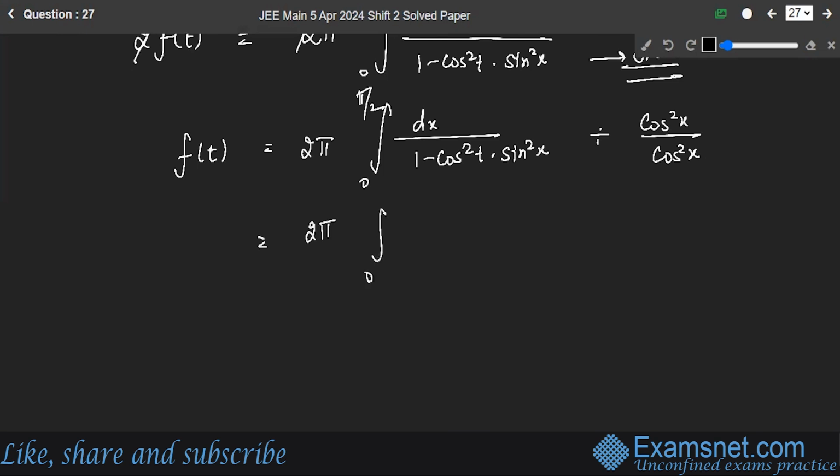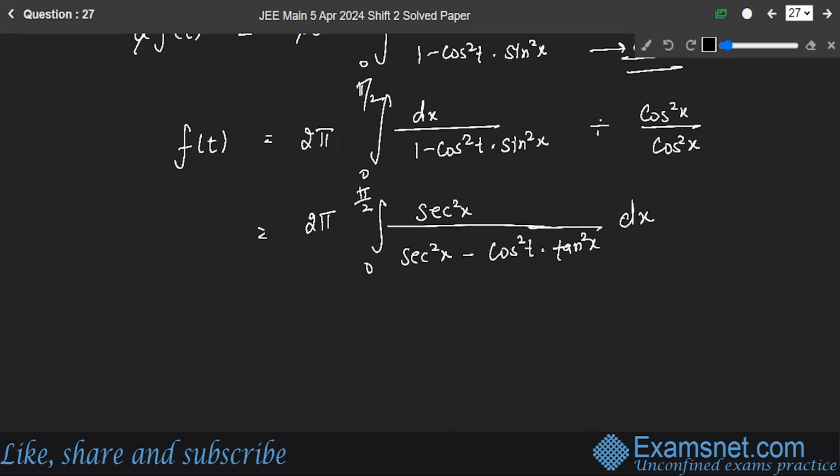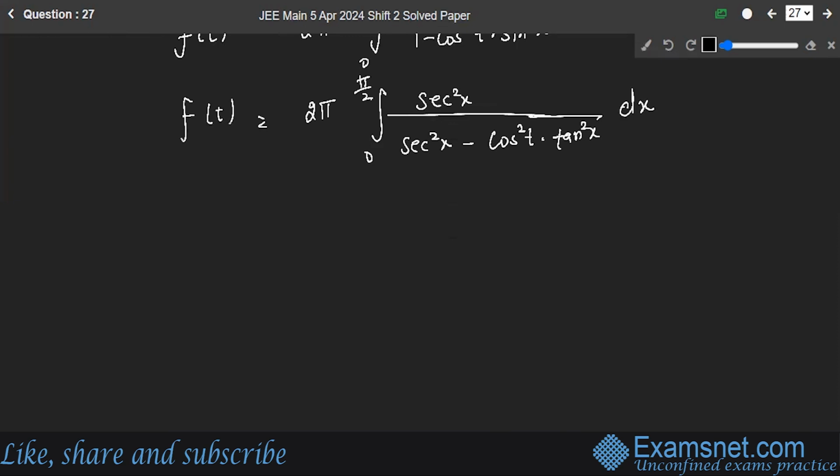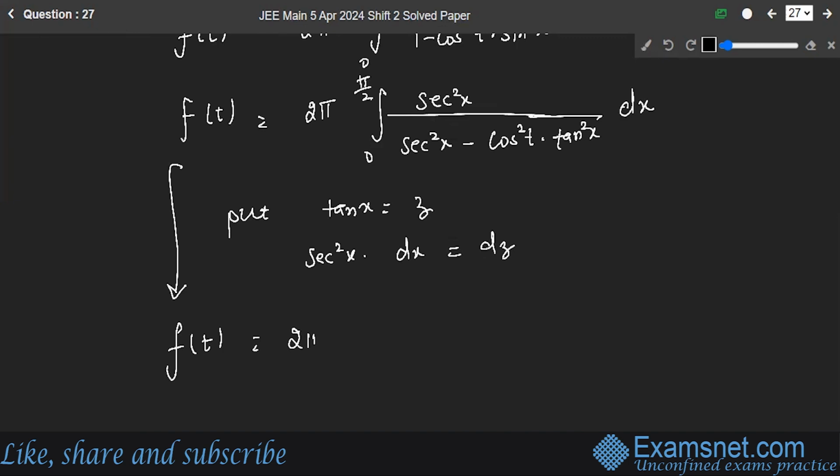This will be 2 pi, 0 to pi by 2, secant square x over secant square x minus cos square t. This would be tangent square x and a dx over here. Okay. This is your f of t. Right. Let's put tangent of x equal to some z, which gives me secant square x dx equal to dz. So now this f of t will be equal to 2 pi.